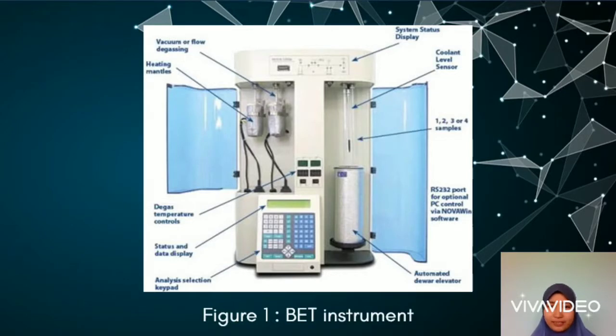Okay, we go to the BET instrument itself. As we can see, this is the vacuum or the flow of the gas. This is the heating mantles, because we will heat the sample. This is the degas temperature control, which lets us control the heat. In the next slide, we will see the temperature needed. This is the status and data display, and this is the analysis selection keypad.